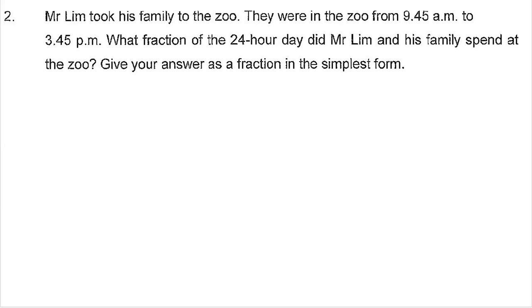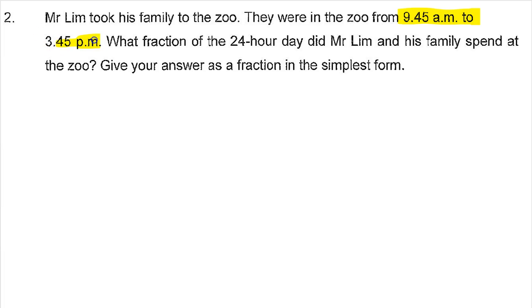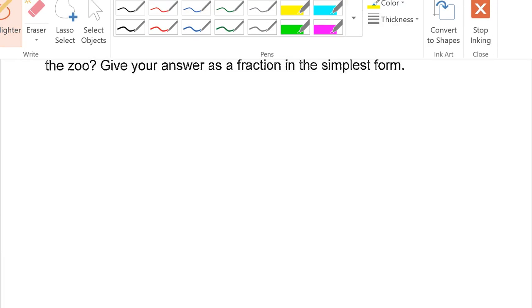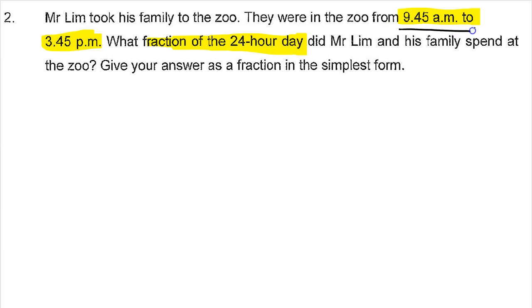Question number 2. Mr. Lim took his family to the zoo. They were in the zoo from this time all the way to 3:45 p.m. Alright, so from the morning all the way to the night, what fraction of the 24 hours was spent at the zoo? Alright, so let's find out the duration from this time to this time first.